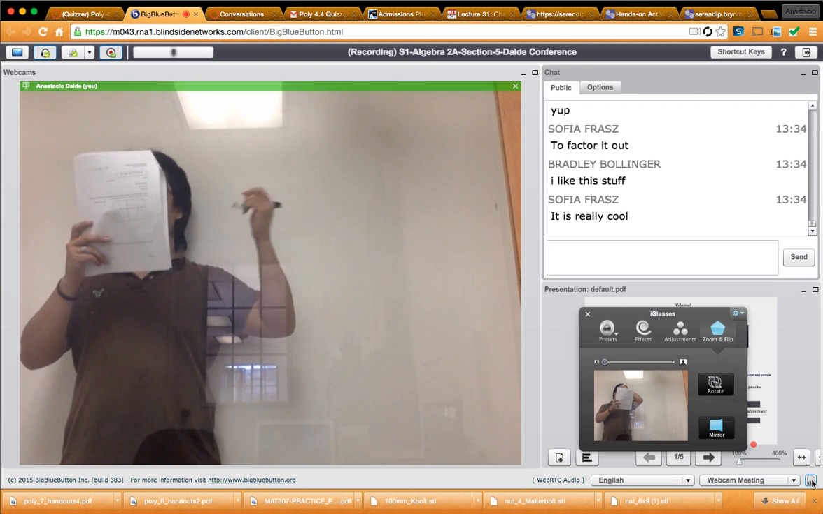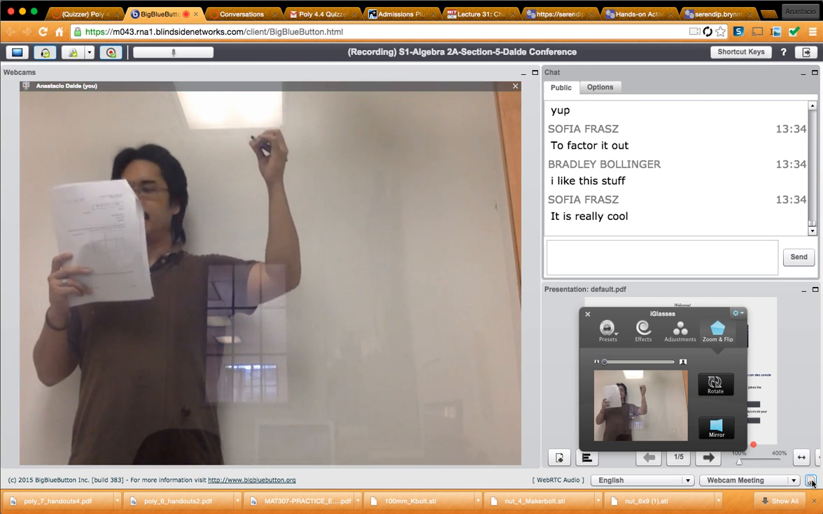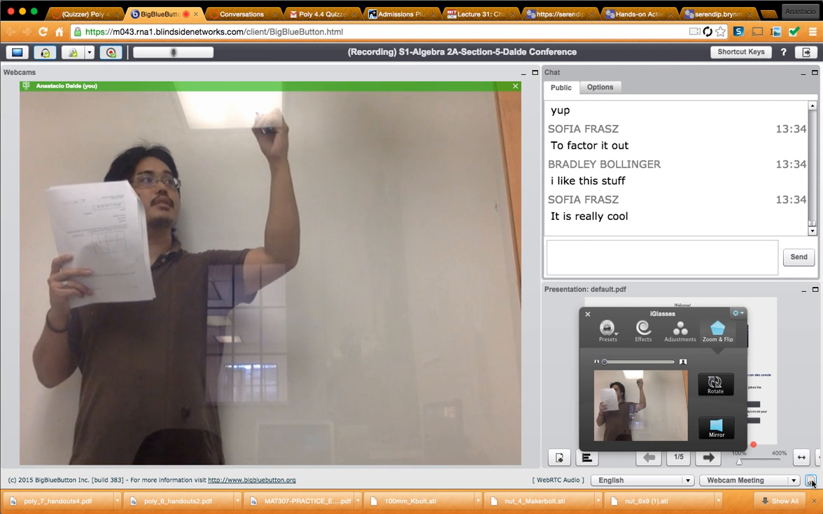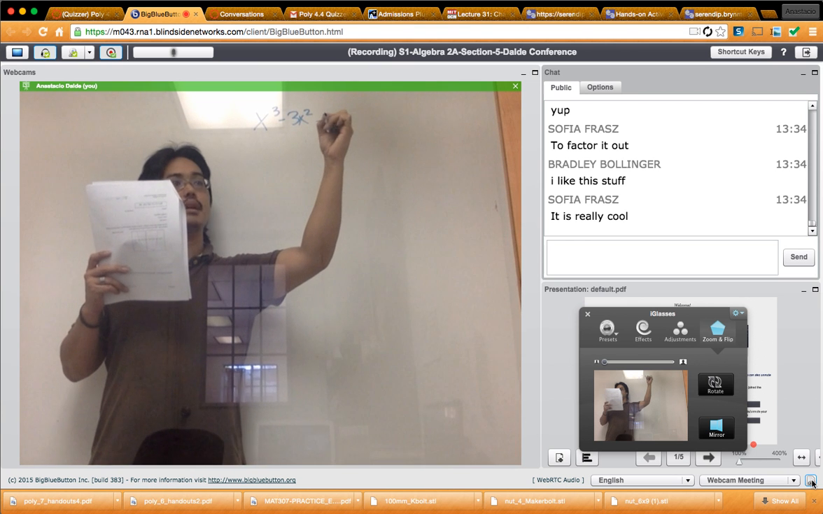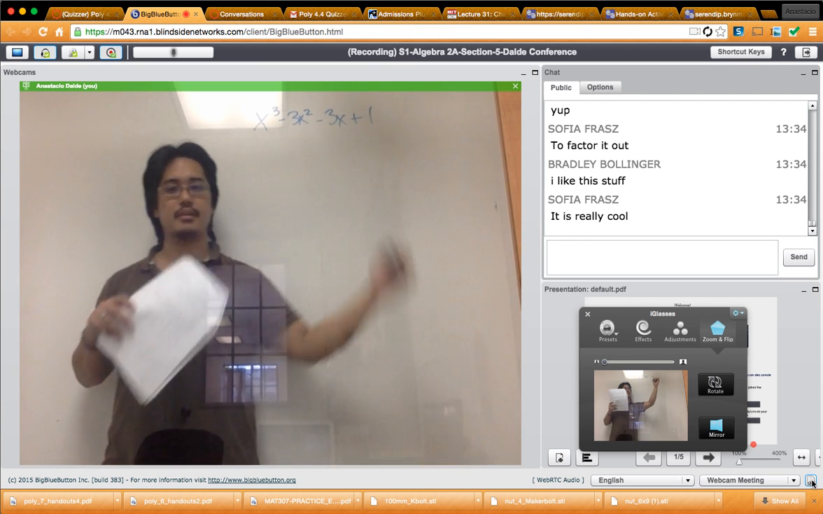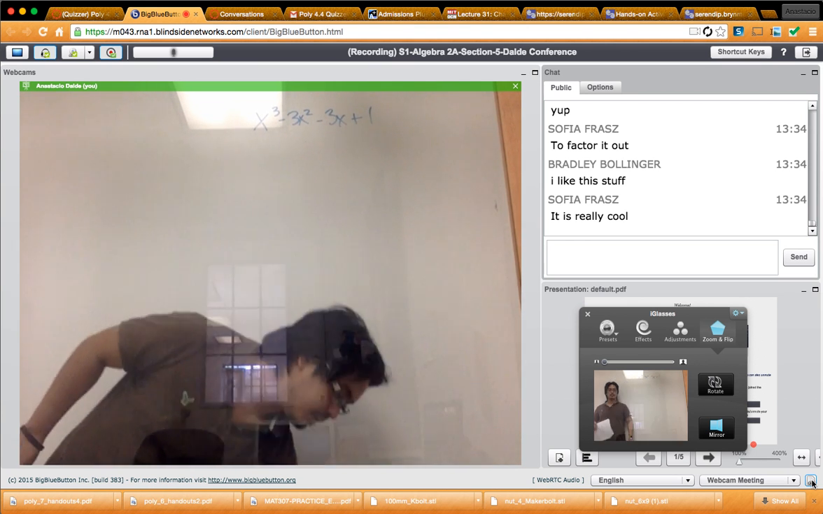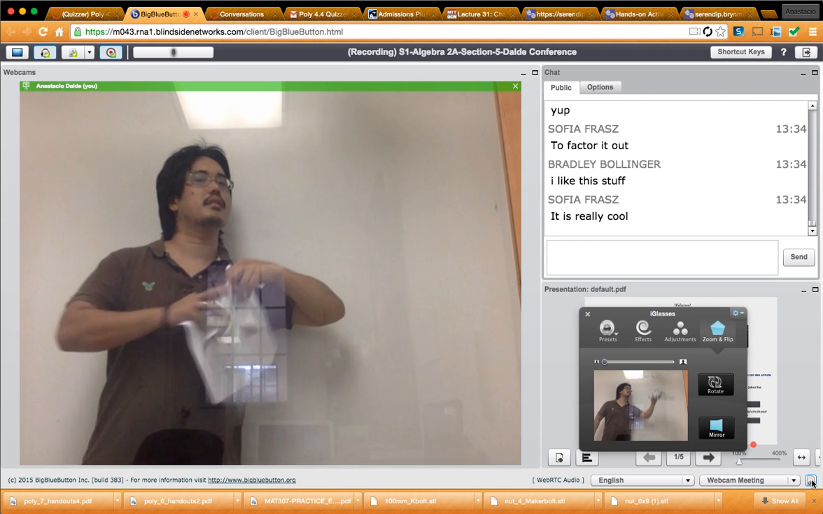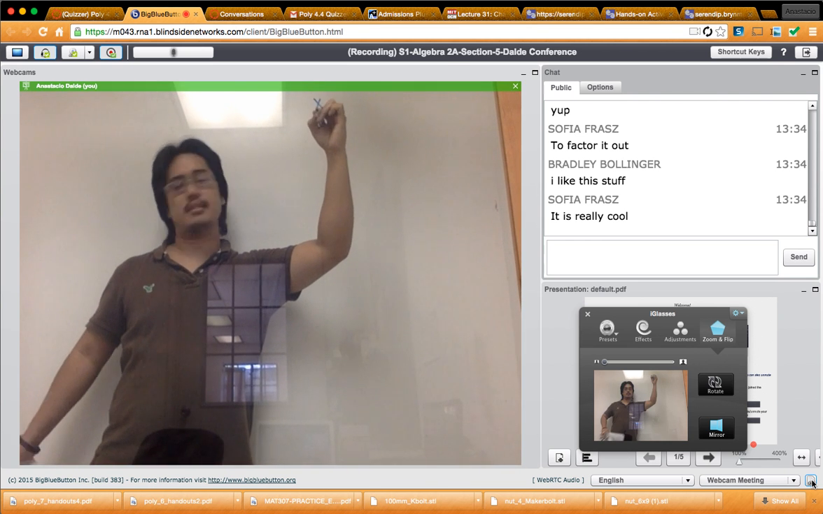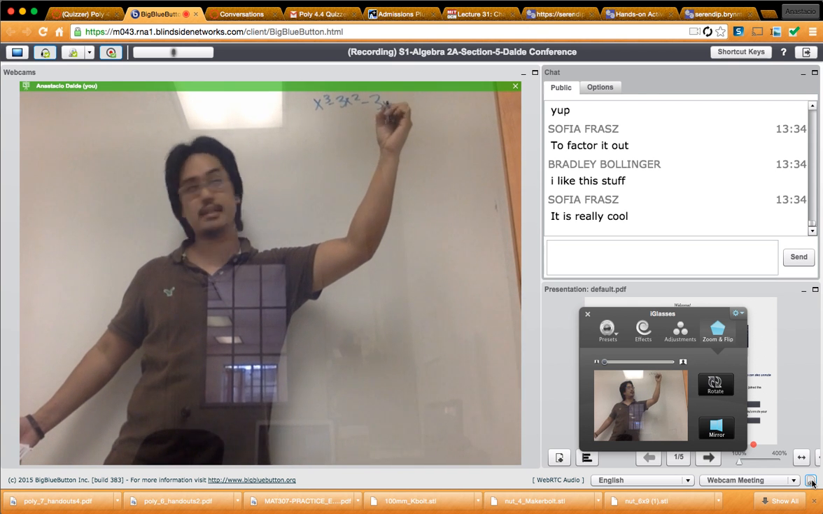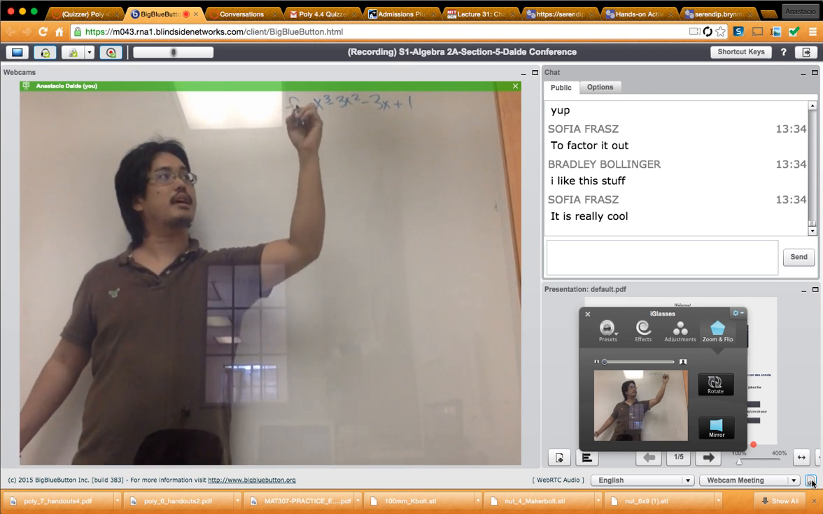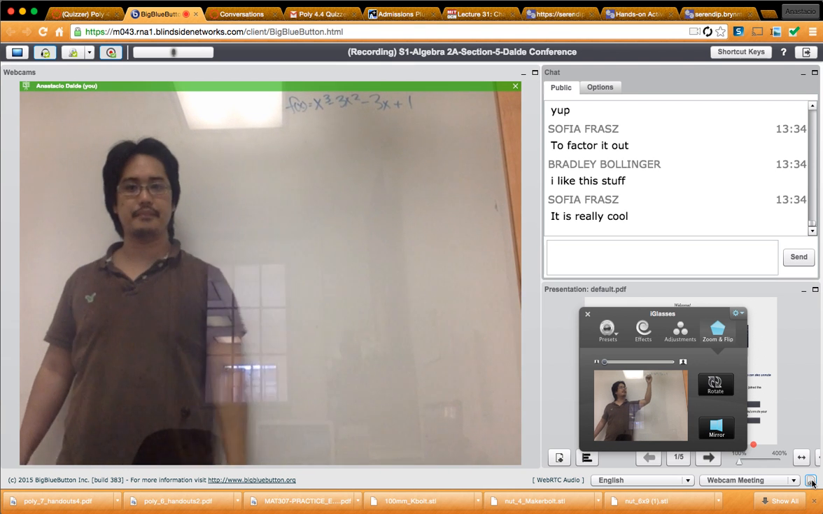Okay, here we go. So, I'm going to do this problem: x cubed minus 3x squared minus 3x plus 1. Let me write that again. x cubed minus 3x squared minus 3x plus 1. I'm going to say f of x is equal to that.